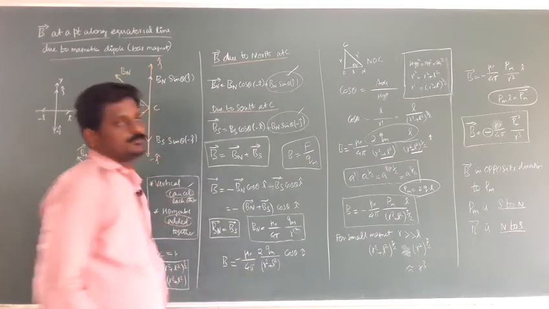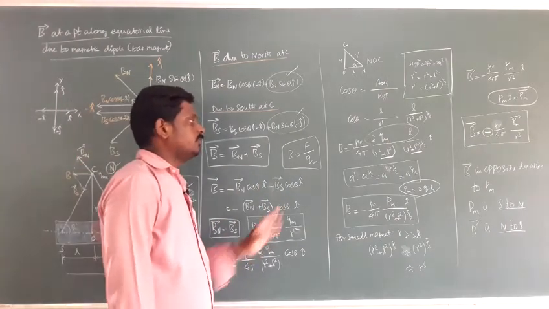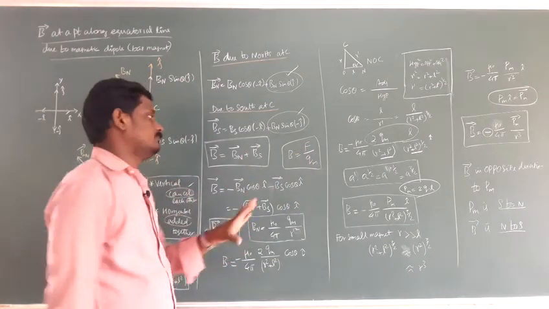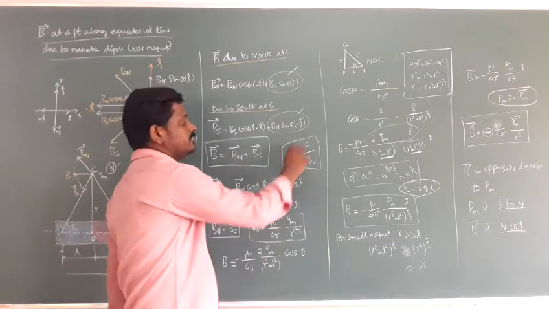The magnetic field means the force experienced by a unit pole. So B is equal to F by Q.